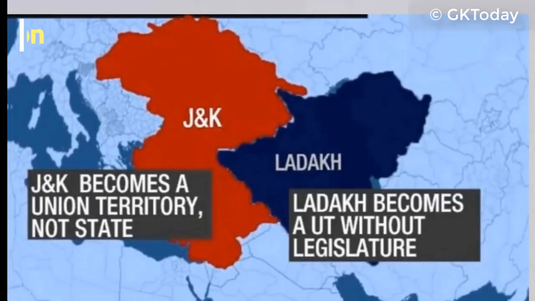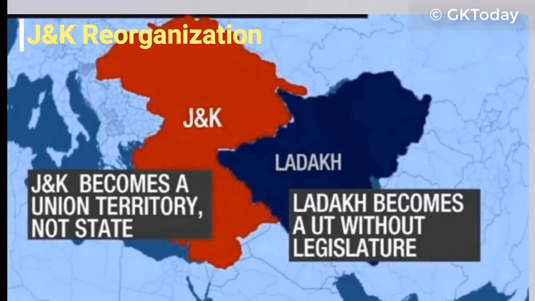He introduced Jammu and Kashmir Reorganization Bill. Now this bill was passed in Rajya Sabha as well as in Lok Sabha. This Jammu and Kashmir Reorganization Bill contains the provision for the bifurcation of Jammu and Kashmir into two separate union territories, the Union Territory of Jammu and Kashmir as well as the Union Territory of Ladakh.